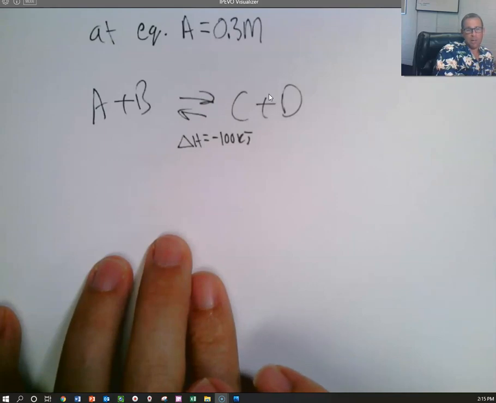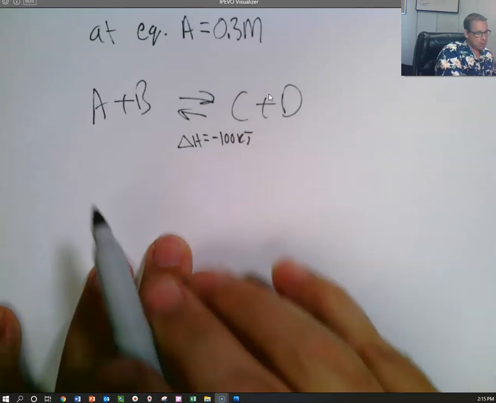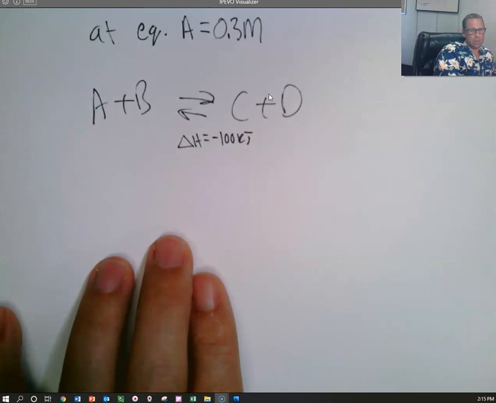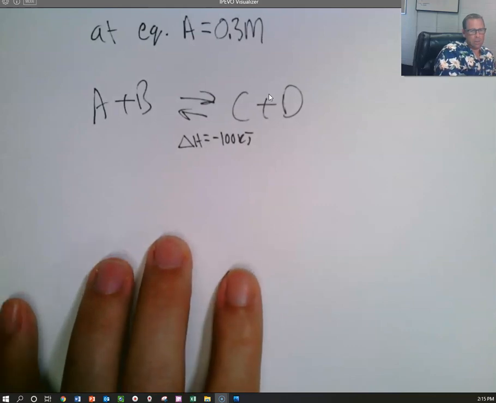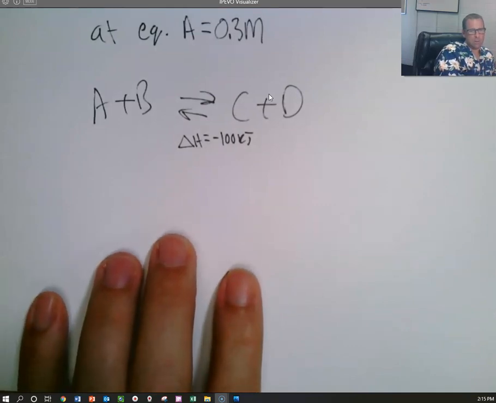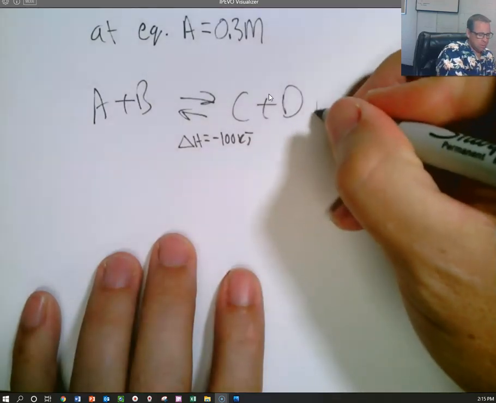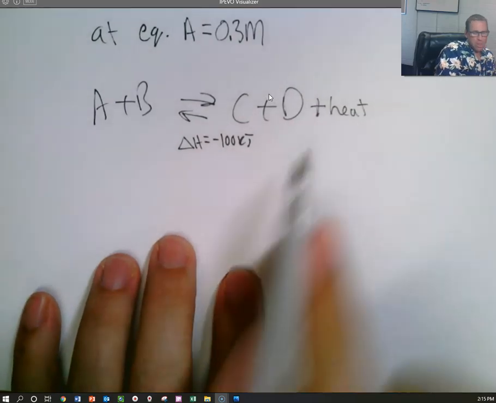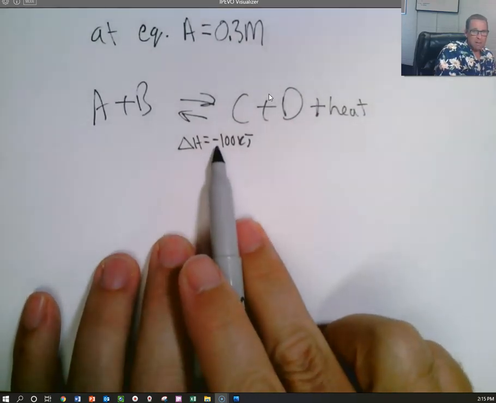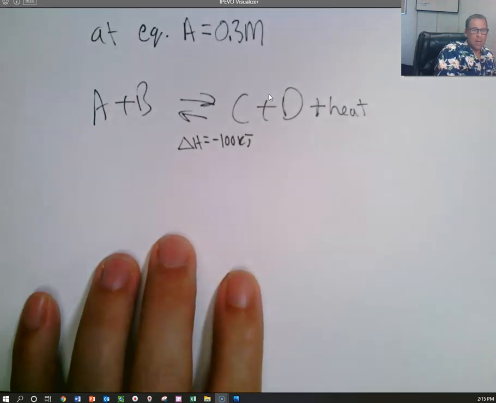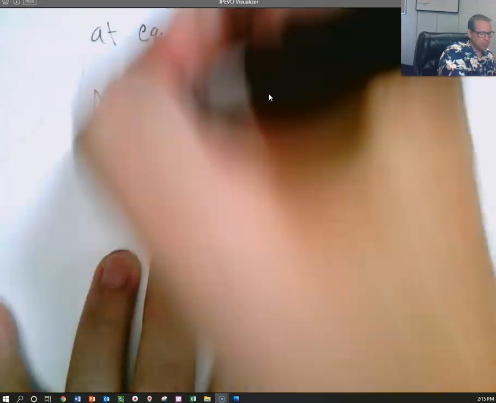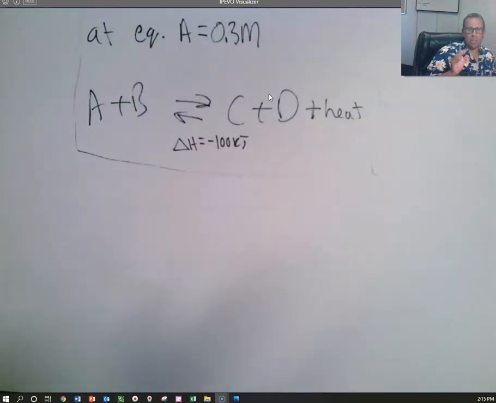Exothermic. And we talked about last time that because it's exothermic, we could write heat in here on this chemical reaction. Where would we write heat if it's an exothermic reaction? Exothermic means it's releasing, so it would be on the product side. That's right. So I'm going to write in here heat as if it's a product, because this is a negative sign, an exothermic reaction.